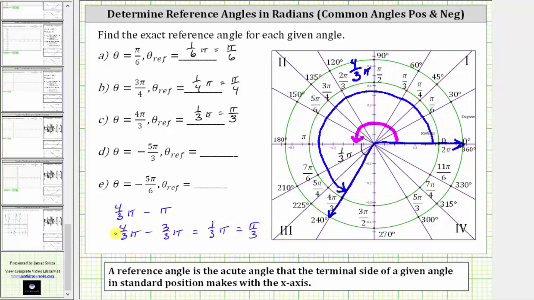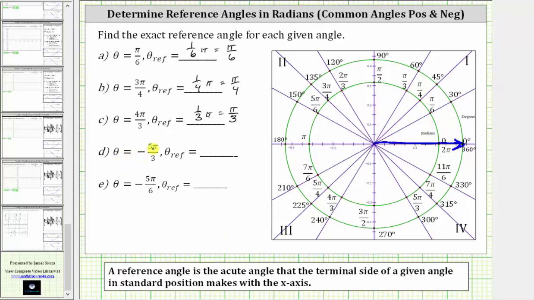And now let's take a look at two negative angles. Here we have theta equals negative 5 pi divided by 3 radians, or negative 5/3 pi radians. Because the angle is negative, we will rotate clockwise. And because the denominator is 3, we will rotate clockwise by 1/3 pi radians until we reach negative 5/3 pi radians. So rotating clockwise by 1/3 pi radians, we have negative 1/3 pi radians, negative 2/3 pi radians, negative 3/3 pi radians, or negative pi radians, negative 4/3 pi radians, and then finally negative 5/3 pi radians terminates here.